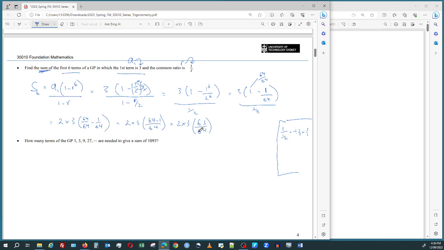Okay. I think the reason I've left that out is because I can divide this. 3 3s are 9. 3 6s are 18. 189 over 32. So what are our values? Okay, the first 6 terms.